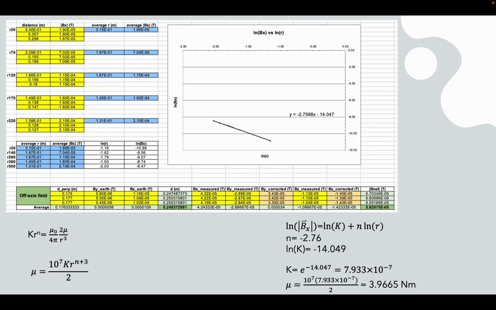The next step now is to calculate mu, and we do this by setting our first two equations I showed at the beginning equal to each other. We plug in n, which is the slope of the graph, which was negative 2.76 on my graph, and then we plug in ln k, which was the y-intercept, which was negative 4.047. After we solve this, we get a mu of 3.9665 Newton meters per Tesla.